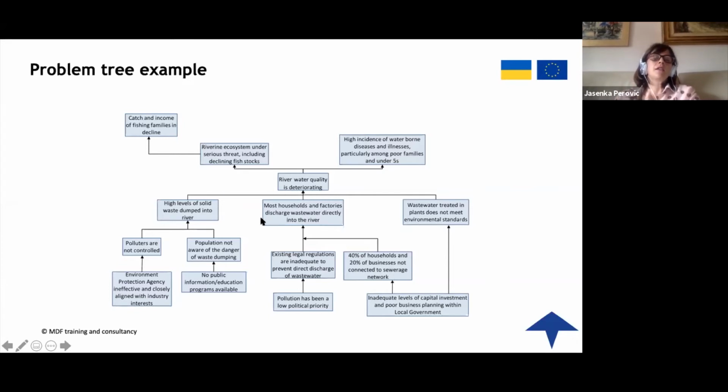Okay, because this is an example problem tree, then it is logical. But this is how you test the logicality of your concrete problem tree that you are developing. And then the same thing goes towards the branches. You can ask yourself, okay, if the river water quality is deteriorating, then the riverine ecosystem is under serious threat, including the declining fish stock, and then there is a high incidence of waterborne diseases and illnesses, particularly among poor families and under fives. Okay, so this is how you check the logicality of your problem tree.